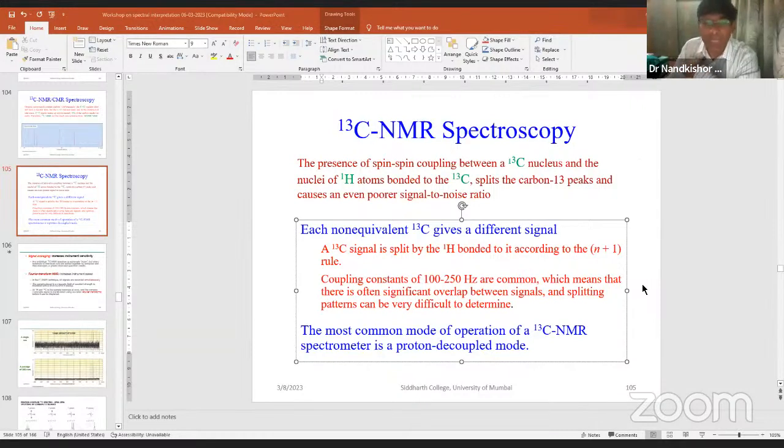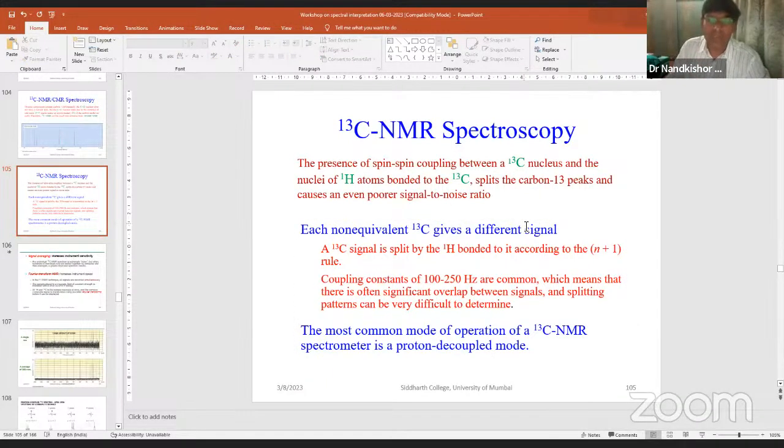Now look here. We are talking about the required frequency. The required frequency, obviously, varies with the sample. Now, the application of the splitting pattern will be exactly the same, where the carbon will couple with the proton. And you will get the same pattern, like the n plus 1 rule, as in the case of proton magnetic resonance.